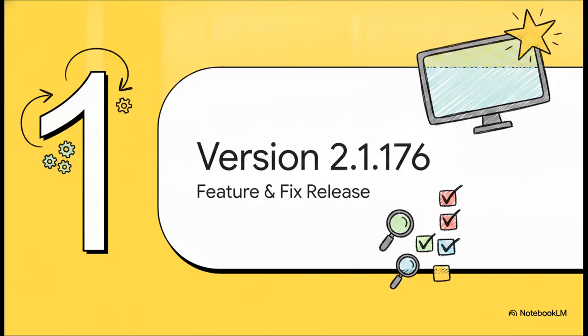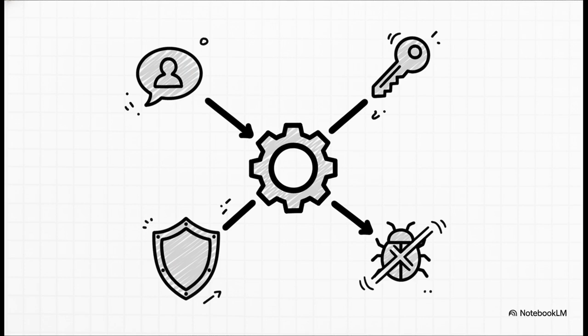Okay, let's dive into Section 1. Meet version 2.1.176, a heavy-hitting feature and fix release. To give you a roadmap of what we're covering today, we're looking at 4 core areas: session behavior optimization, credential management upgrades, strict model enforcement, and platform-specific bug squashing.